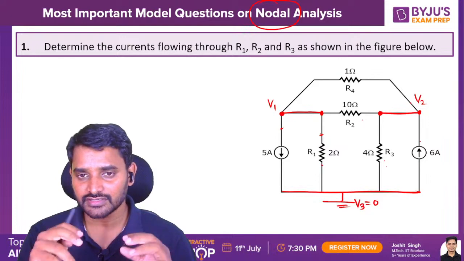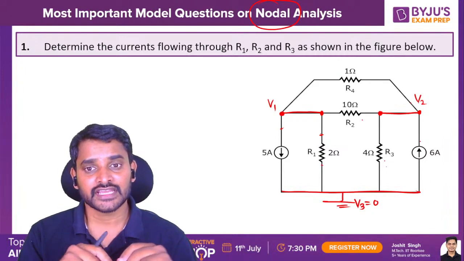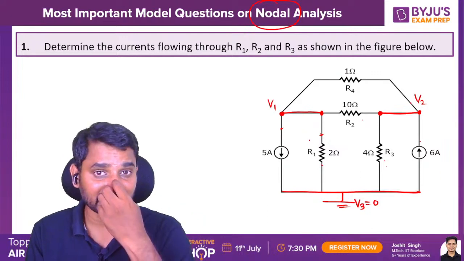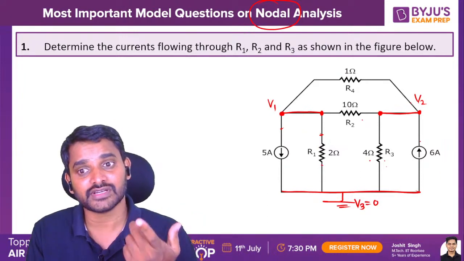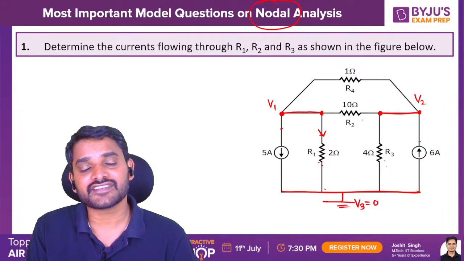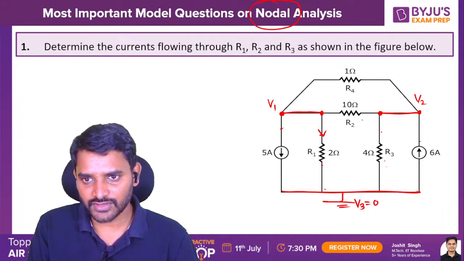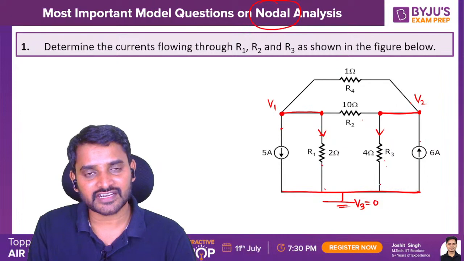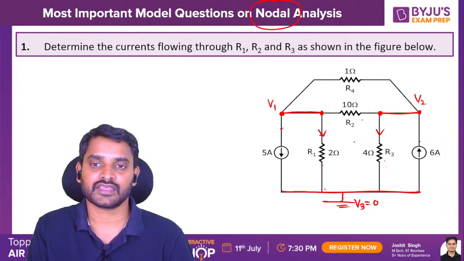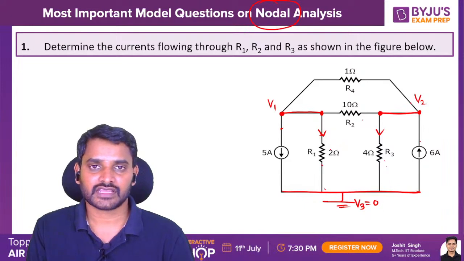Now you need to solve for V1 and V2, right? If you are able to solve for the V1 and V2 values, then you can easily calculate the currents flowing through R1, R2 and R3. Because current flowing through R1 is simply what? Potential difference divided by resistance. Current flowing through R3 is what? Potential difference divided by resistance, that is V2 minus V3 divided by the R3 value. That's it.